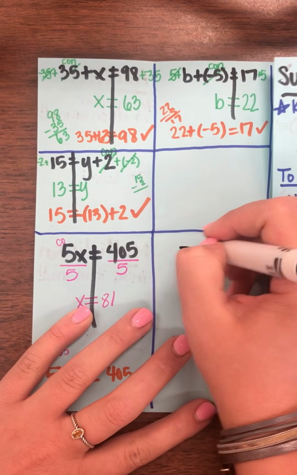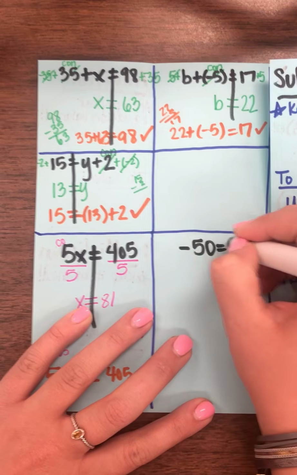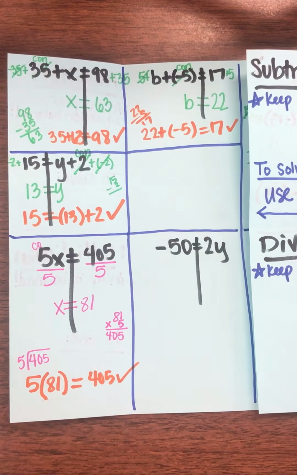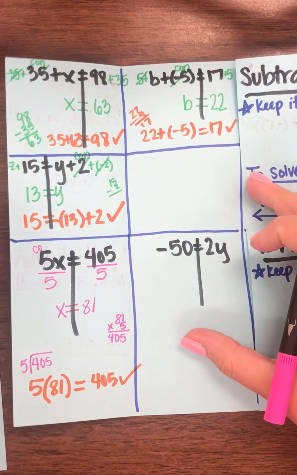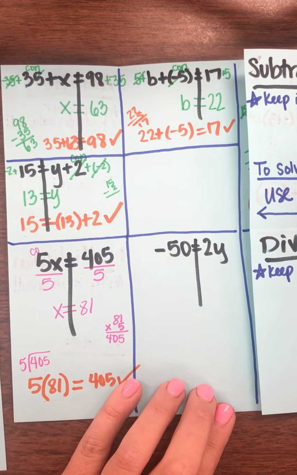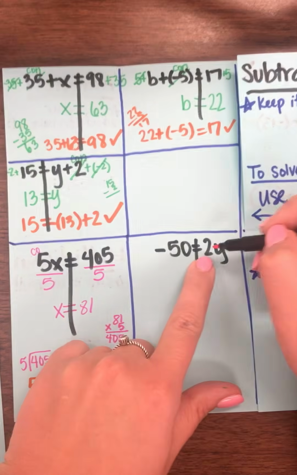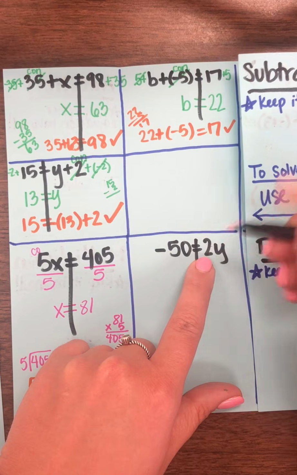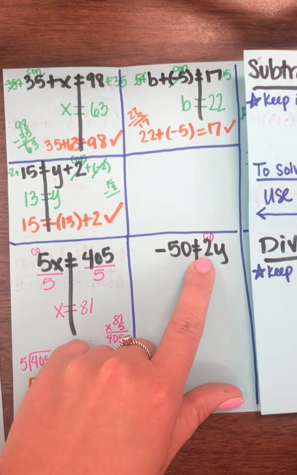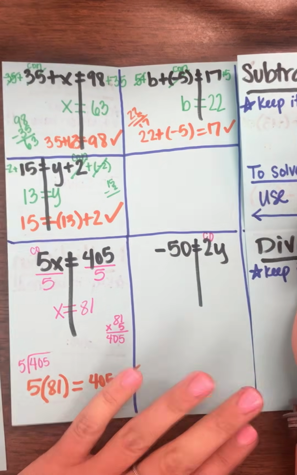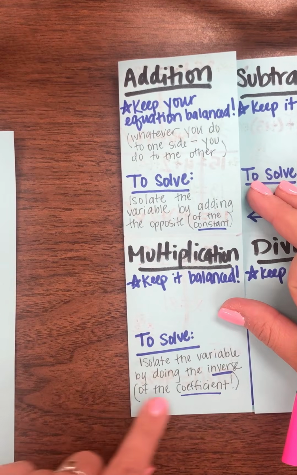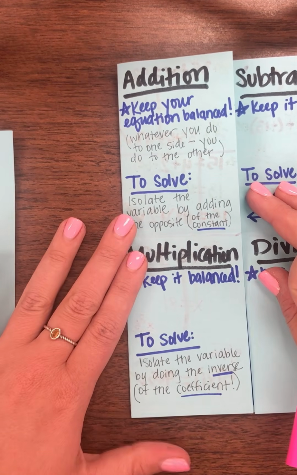So let's do negative 50 equals 2y. Again, I know that we could do this numerically in our head, but I want to show the actual algebraic process. So remember, a coefficient, if you're looking at your vocabulary crossword, is a number that's being multiplied by a variable. When they're right next to each other, that means multiplication. That is your coefficient, okay?